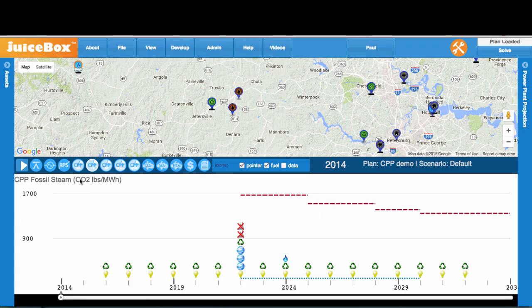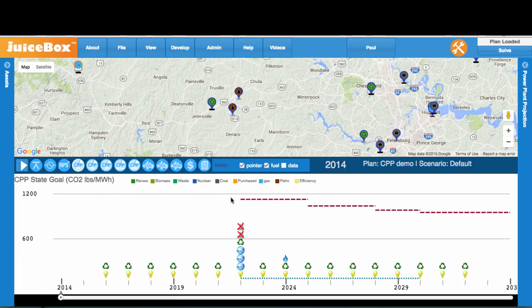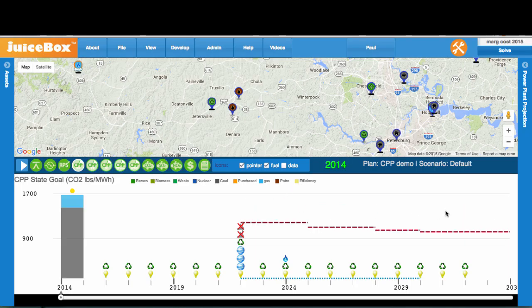Here we are looking at the statewide goal and an example of a glide path where the allowable emission rates are stepped down over 3 interim compliance periods. Regulatory limits are represented by red dashed lines. Total annual emissions from power plants are shown by the stacked bars, with coal sources in gray and natural gas sources in blue.